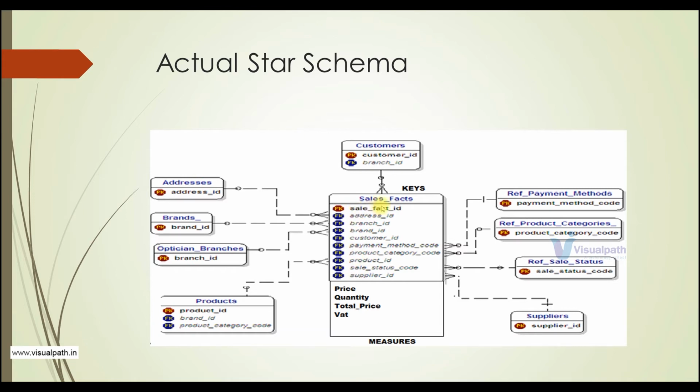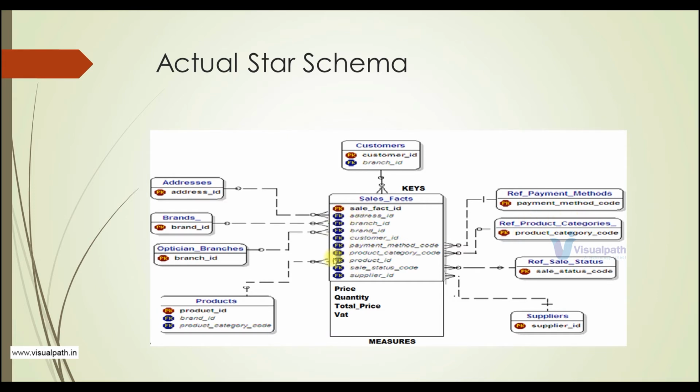So if you see your sales fact, this is the primary key of your fact table, and see here, address ID, this is coming from my address table. So this is the primary key over here, and here it will be a foreign key. So branch ID, it's coming from branch, brand ID, it's coming from my brand, customer ID coming from my customer, payment method code, it's coming from my reference payment methods. You can also have different keys over here like suppliers, reference sales status, reference product categories. All these things are nothing but my foreign keys.